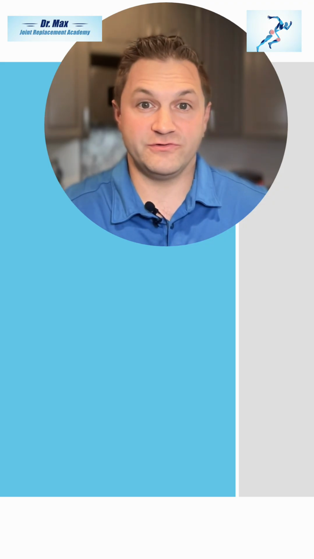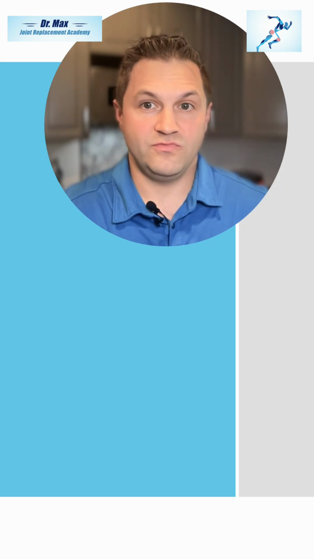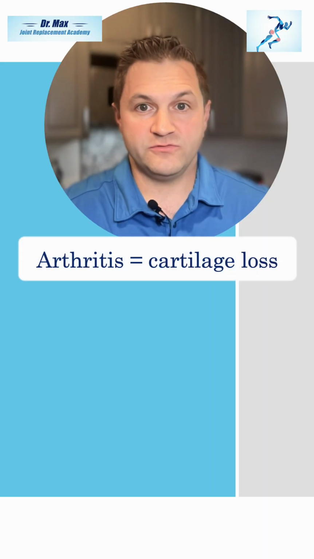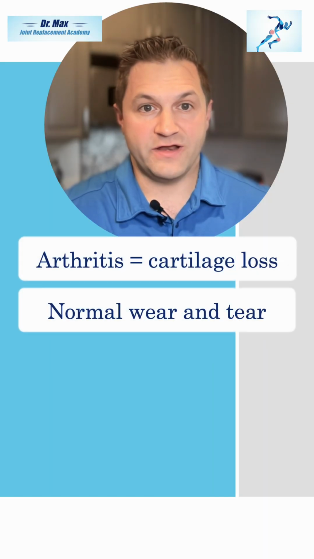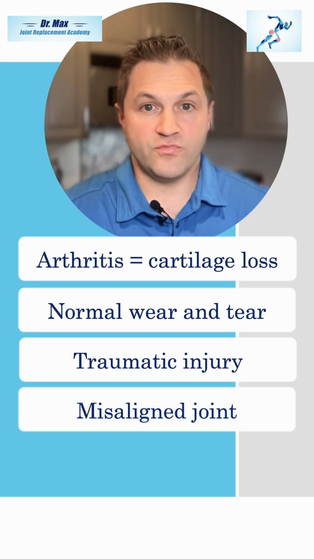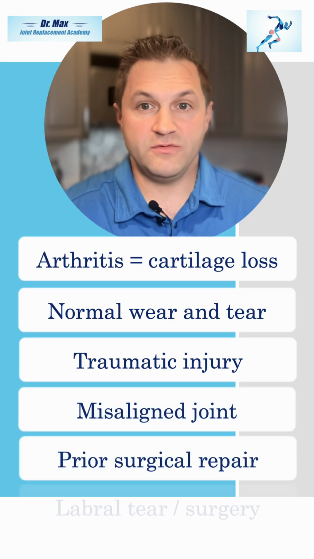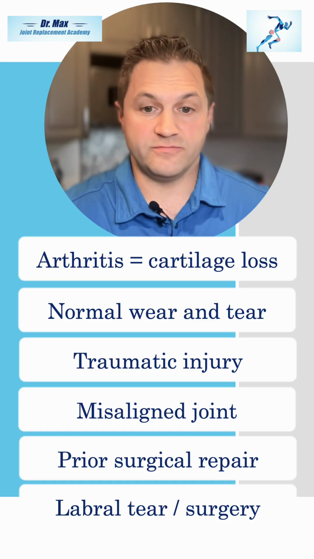And why is this material, articular cartilage, so important? Because arthritis is a result of loss of this cartilage. This can result from normal wear and tear, traumatic injury, a misaligned joint, or prior surgical repair, or from a labral injury that may have required surgery.